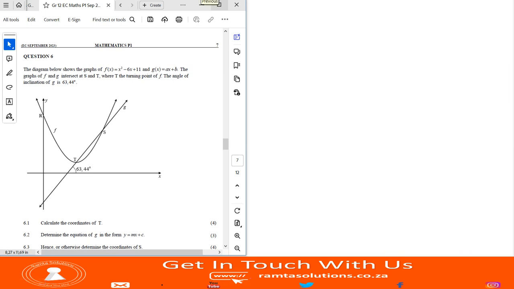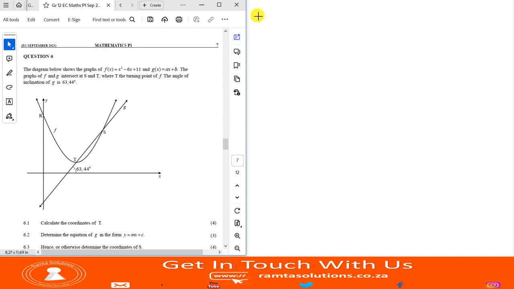The diagram below shows the graphs of f of x equals x squared minus 6x plus 11 and g of x equals ax plus b. The graphs of f and g intersect at S and T, where T is the turning point of f, please note they forgot the word is. The angle of inclination of g is 63.44 degrees. Calculate the coordinates of T.